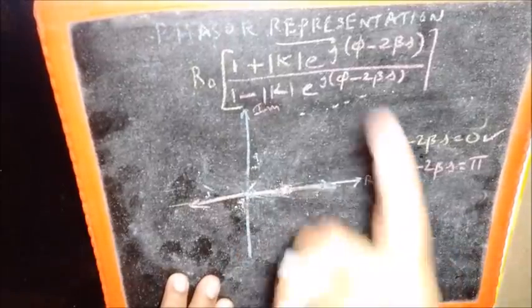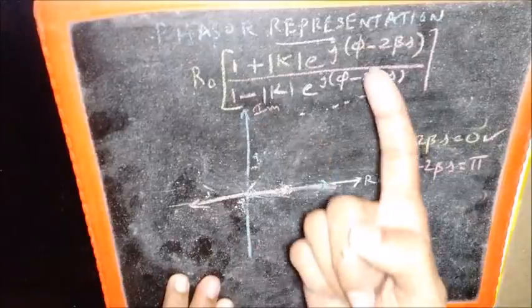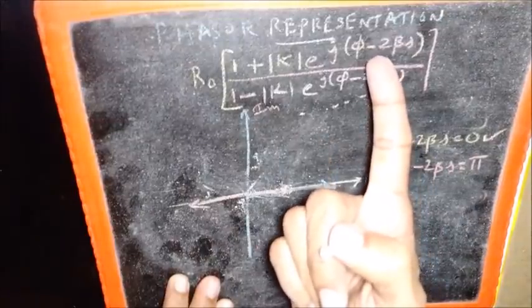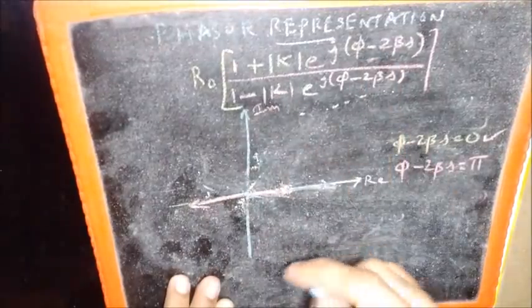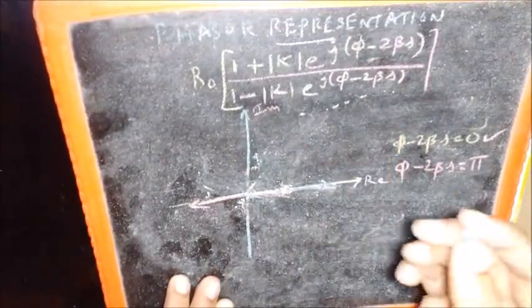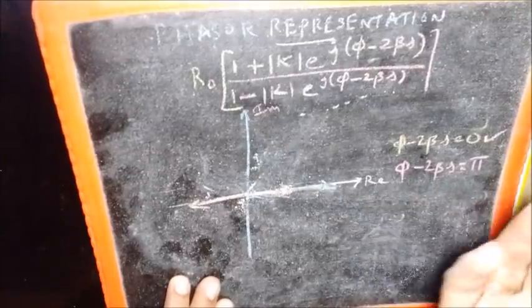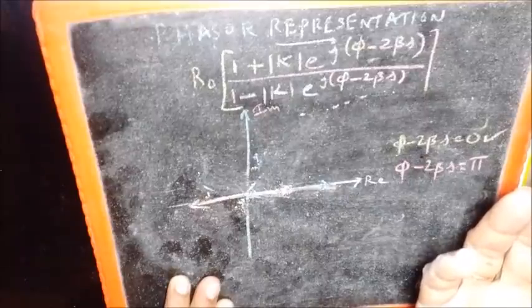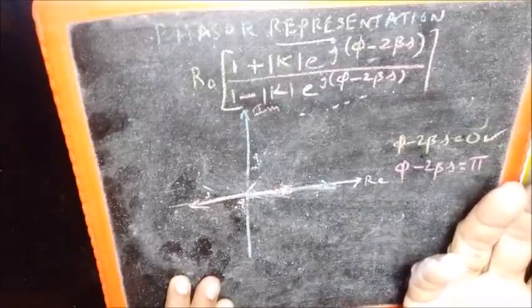Now what happens in the numerator? We will have 1 minus k, because this phi minus 2 beta s has become pi. So we will have 1 minus k in the numerator and 1 plus k in the denominator, and that will take us to the case which we discussed earlier, wherein the input impedance or the line impedance was purely resistive, and it was R0 by S.